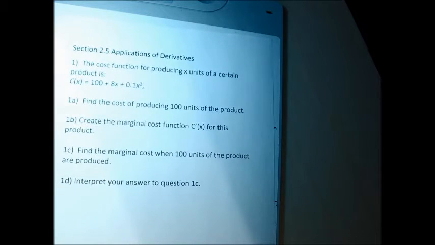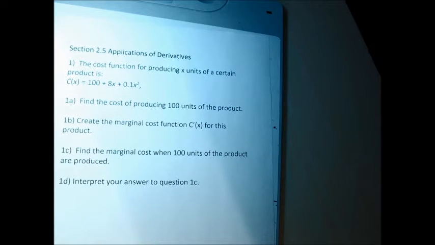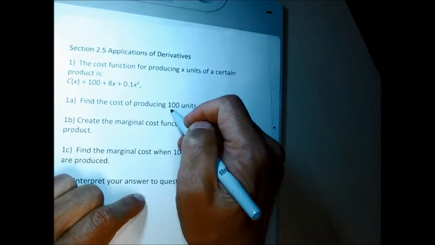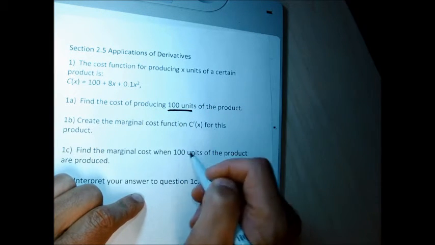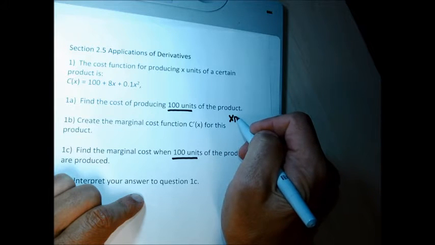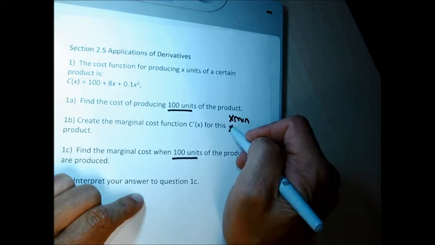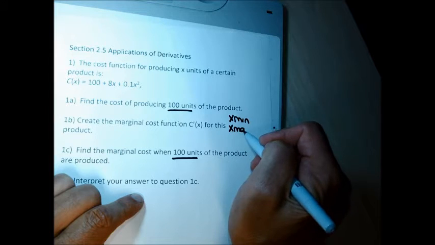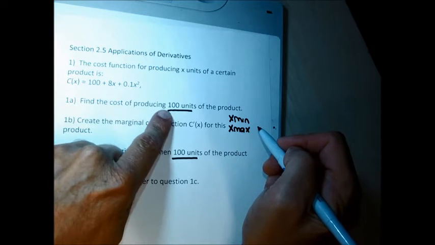Your problem 1 should have exactly the same feel as my problem 2. So pause the video, give it a try, check out your answers. And when you go to do your calculator, because I'm finding the cost of producing 100 units and the marginal cost of producing 100 units, it doesn't matter exactly what the window is, but your x min and your x max have to contain 100.